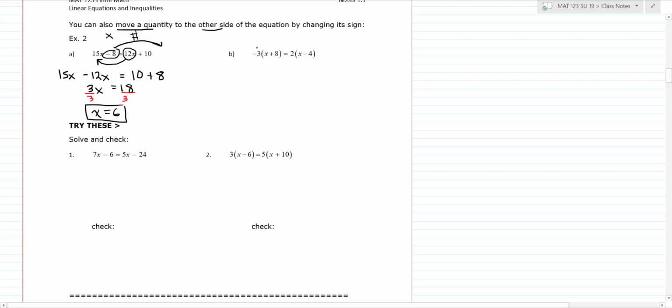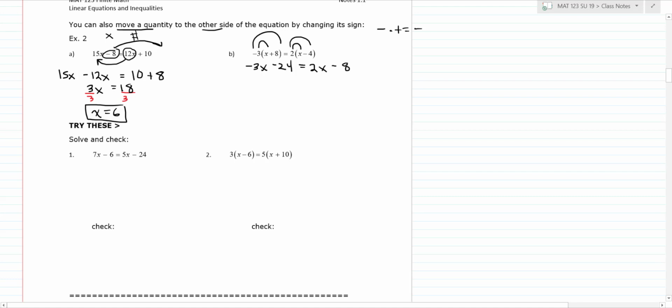You would have to start with the distributive property. So I do negative 3 times x is negative 3x. I do negative 3 times positive, see, that's a negative times a positive, which is a negative. So I'm going to write that as minus 24 as a result. Okay, when I go to this side, I've got 2 times x is 2x. And then 2 times negative 4 is negative 8.